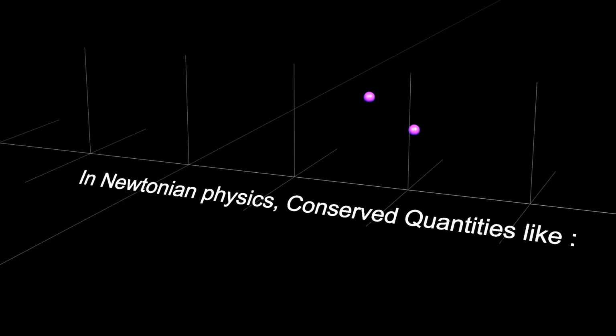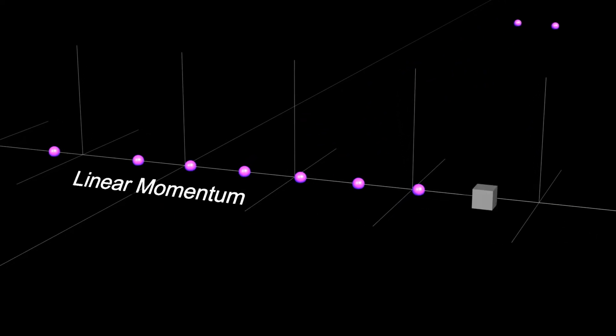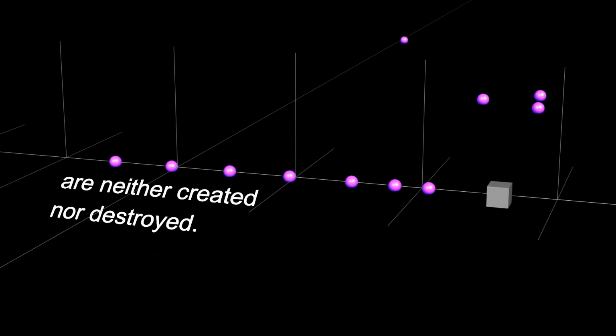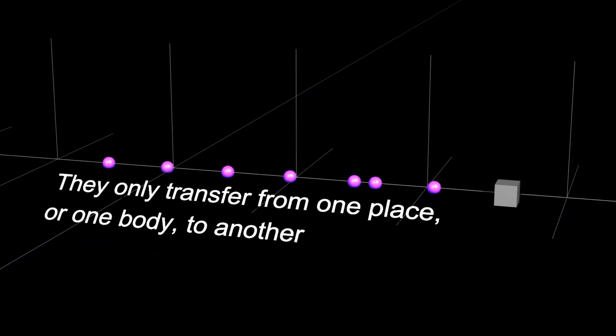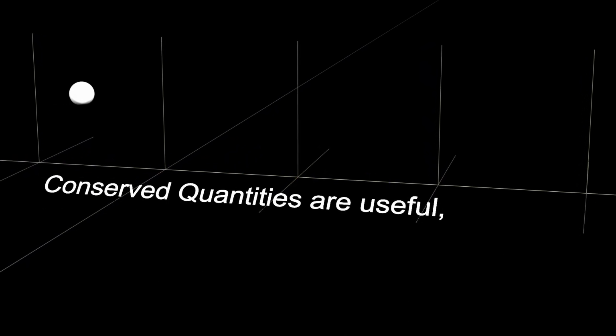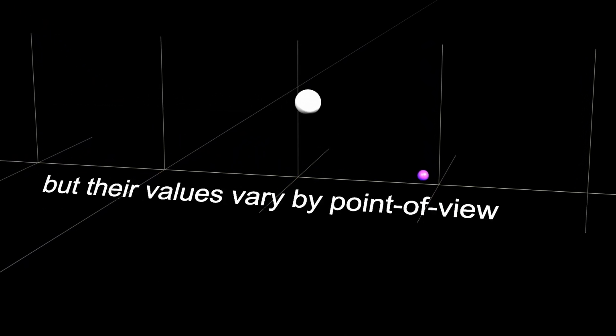In Newtonian physics, conserved quantities like linear momentum, angular momentum, and energy are neither created nor destroyed. They only transfer from one place or one body to another. Conserved quantities are useful, but their values vary by point of view.